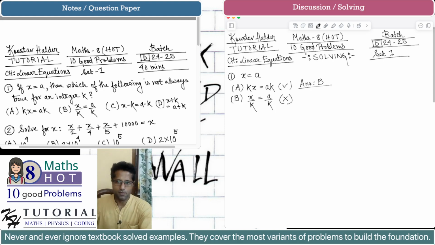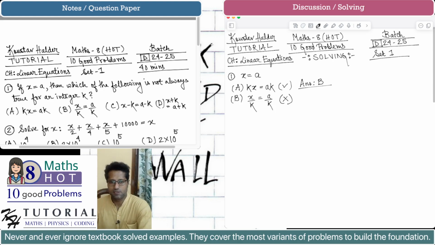because we clearly see that choice B will not always be true. For k equals 0, x by k equals a by k will not hold, because if k is 0, x by k is undefined. In arithmetic we never divide by 0. So the answer is B.